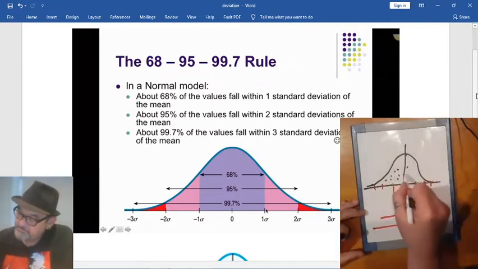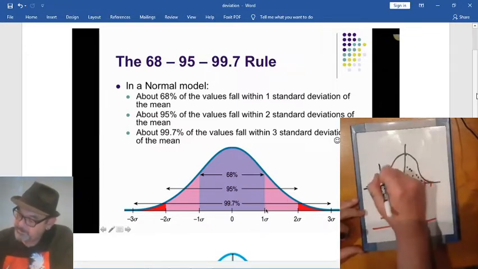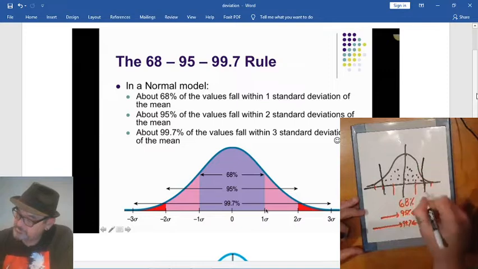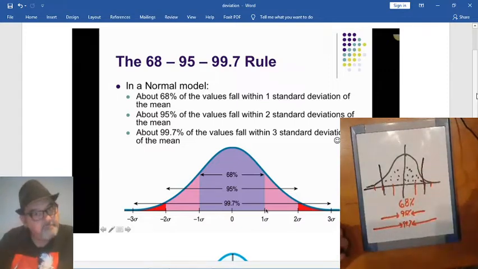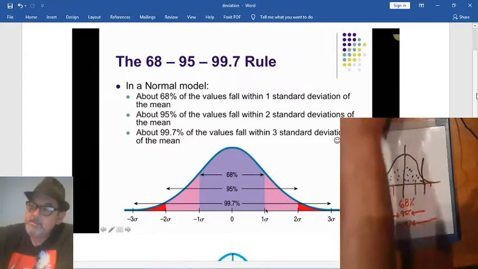I could have all these different data points, and 95% of them would fall between here and here, two standard deviations away from the mean. Okay, and then almost all of them, 99.7%, would fall within three standard deviations.